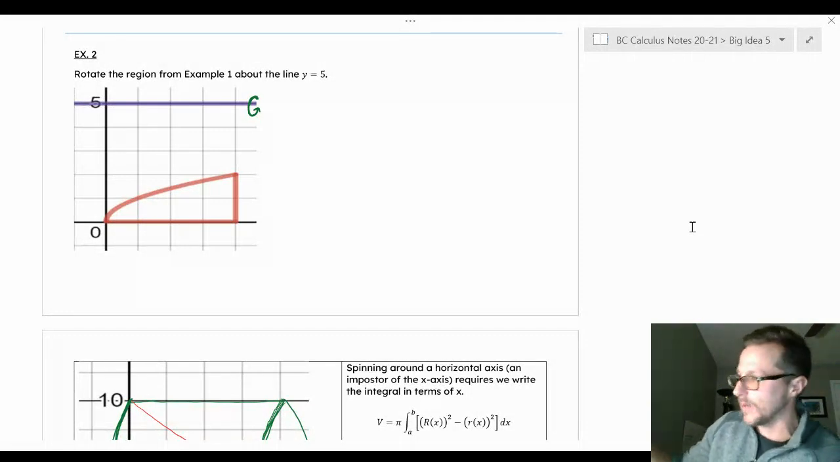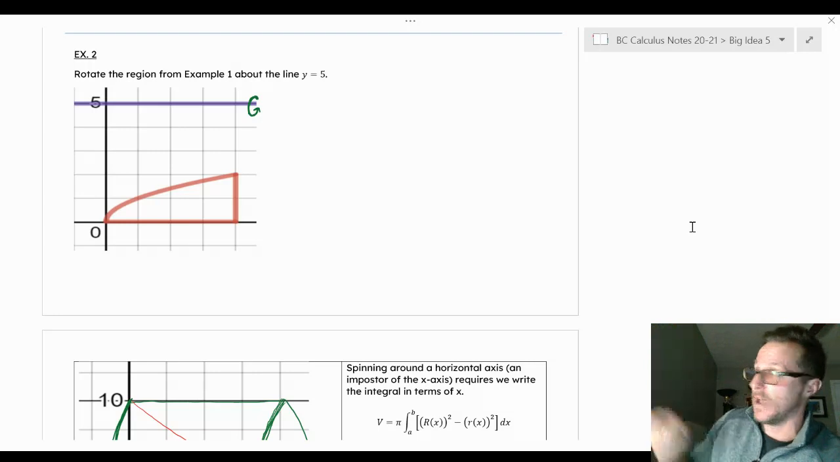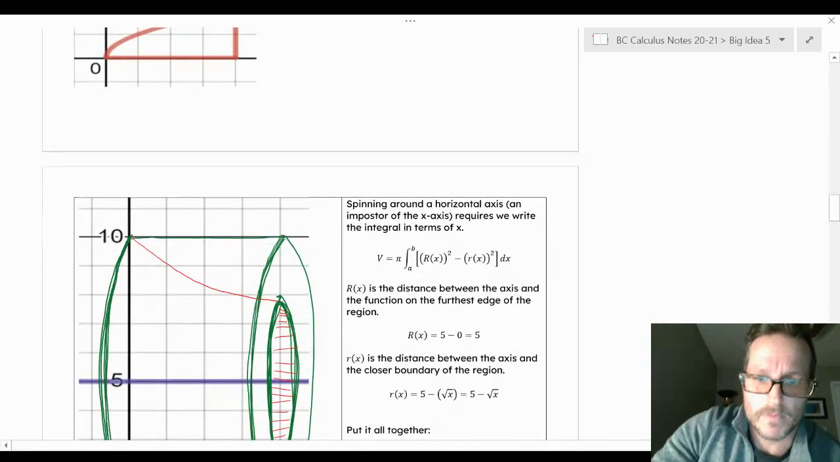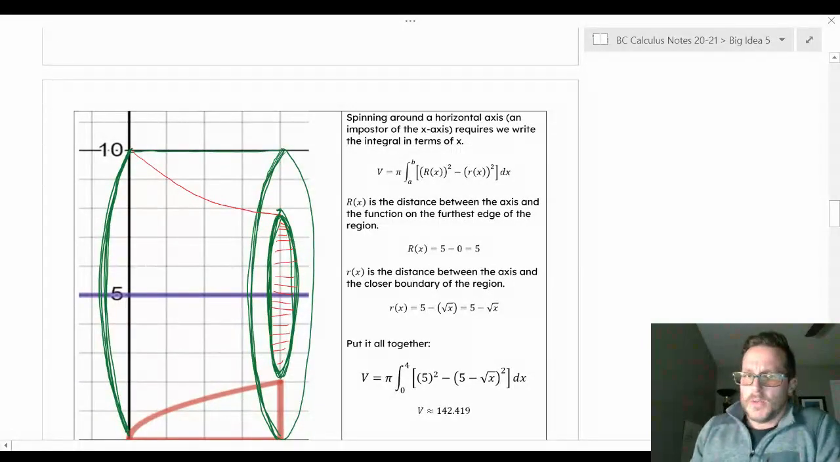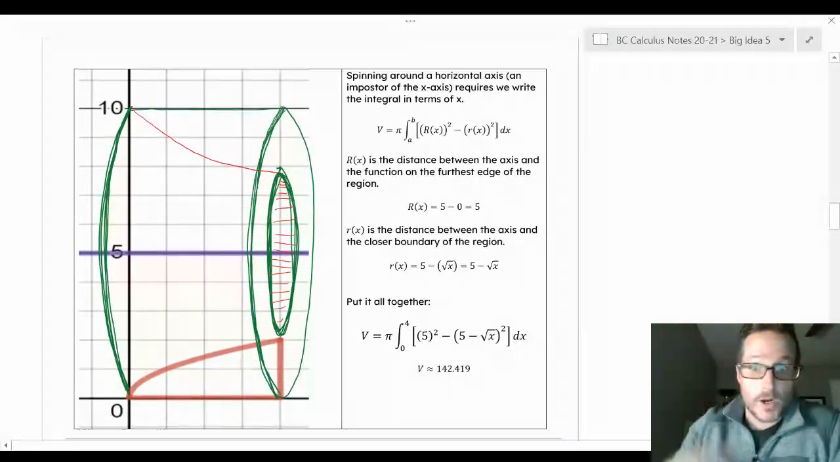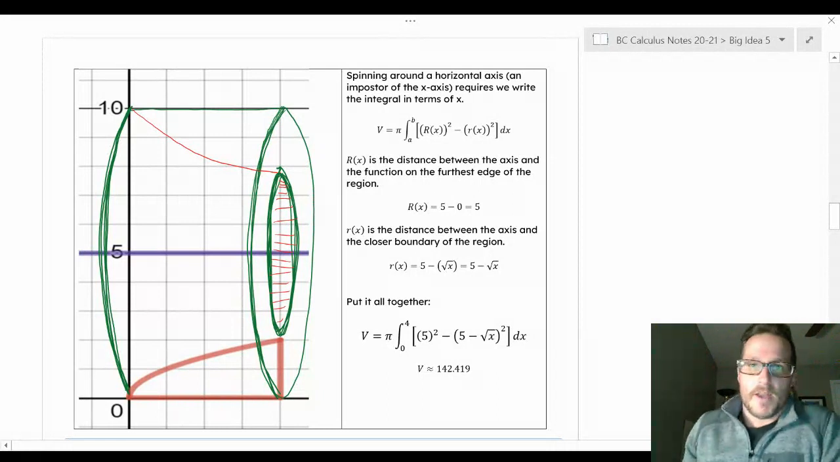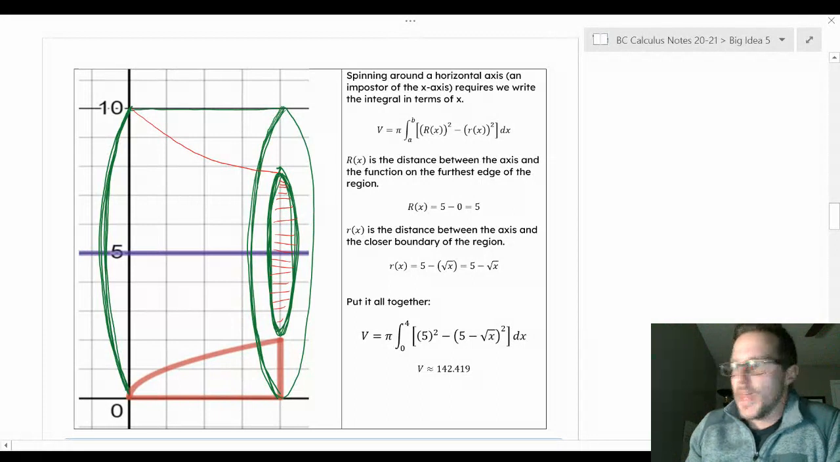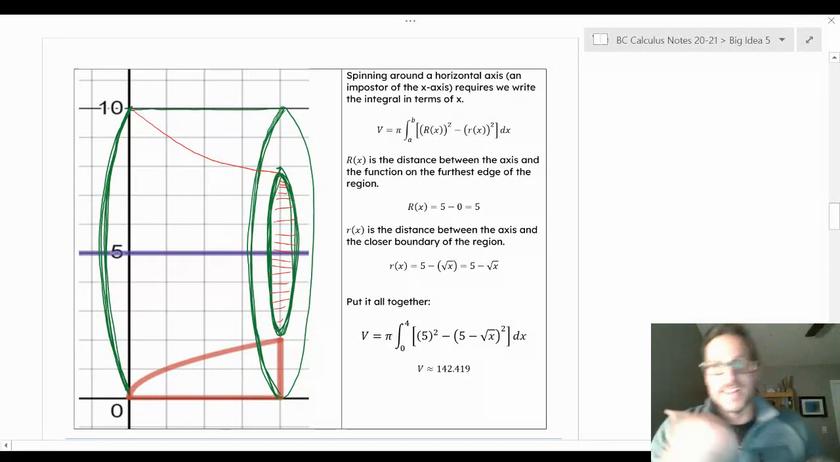So the little radius is going to be 5 minus root x. So there's all that taken care of there. We got big radius, small radius, pop it all together in the washer method, and we get this integral. Pi times the integral from 0 to 4 of big radius squared, 5 squared, minus the quantity 5 minus root x squared, times dx. And I calculated it on Desmos if you really wanted to know, or you try to do that in your head or something. I don't know, but it's there. Okay.